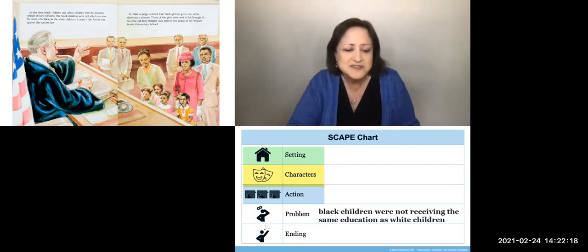In 1960, a judge ordered 4 Black girls to go to 2 white elementary schools. 3 of the girls were sent to McDonough 19. 6-year-old Ruby Bridges was sent to 1st grade in the William Frantz Elementary School.